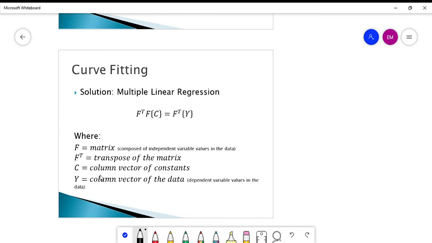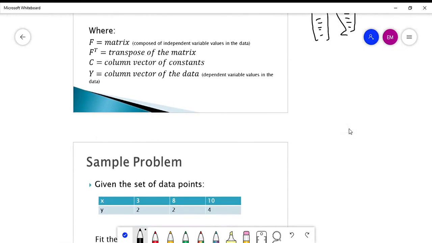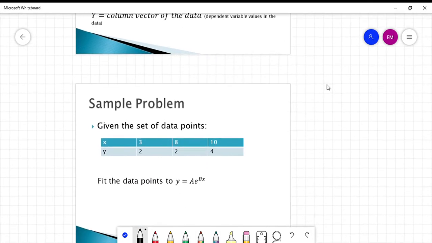Tapos, we also have here a column vector of constants. So, when we say a column vector, these are matrix na ang itsura lang is naka-vertical lang siya. Tapos, we also have here a column vector of the data. Same with the column vector of constants, vertical lang pud, pero ang naa didto nga mga elements are ang values sa inyong mga y, where y are those dependent variables. So, to try this, we have here an example.